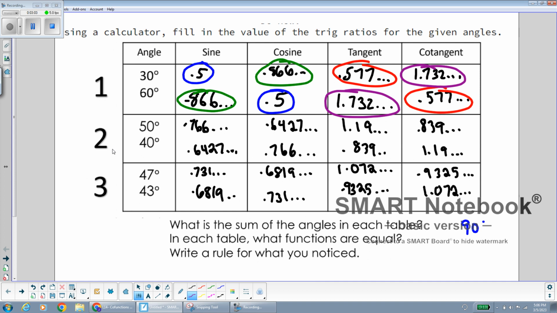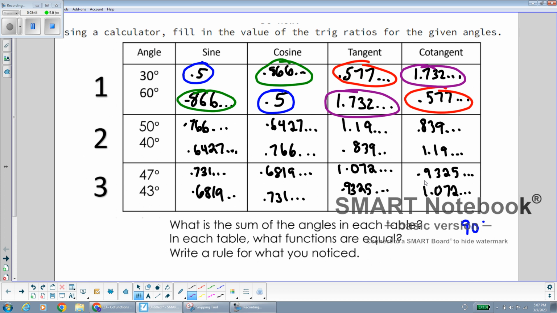And if you take a look at table 2, I notice the same pattern. Sine and cosine are equal. So are they here as well. Tangent and cotangent are equal. And if you take a look at table 3, for this angle measurement, sine is 0.731. And for this one, cosine is as well. Sine and cosine here are also equal. Tangent and cotangent in this table are equal. And over here, tangent and cotangent are equal as well for the 43-degree angle and the 47-degree angle.